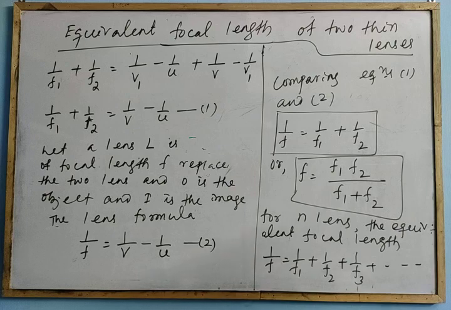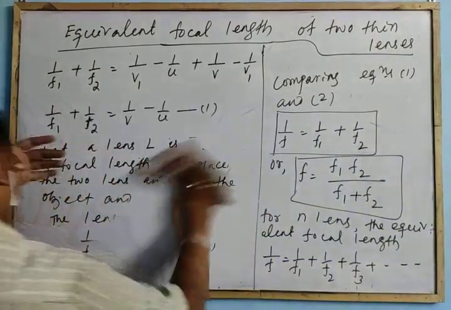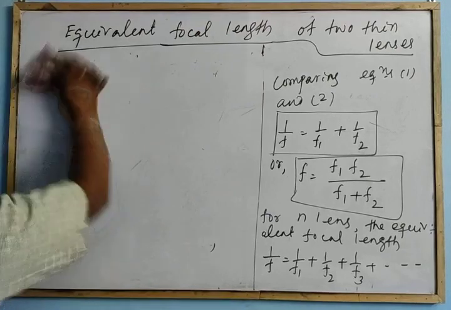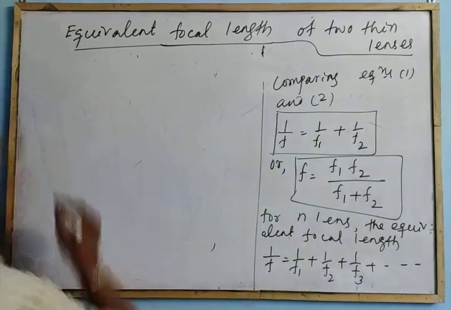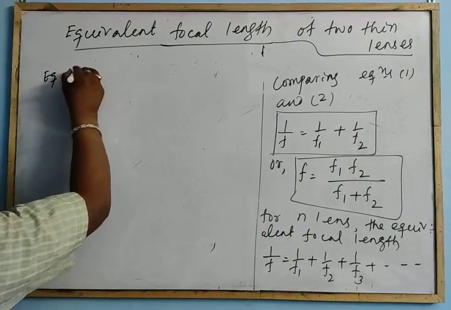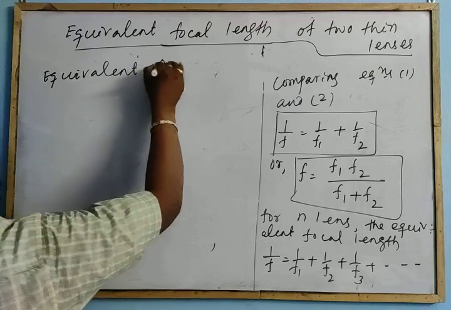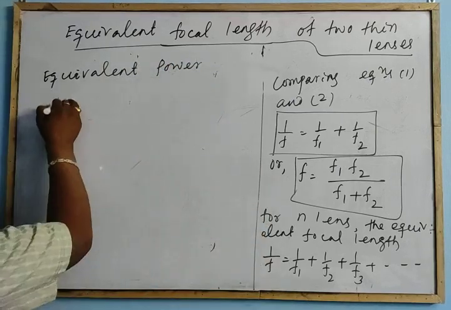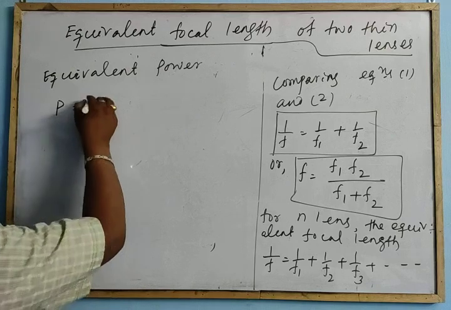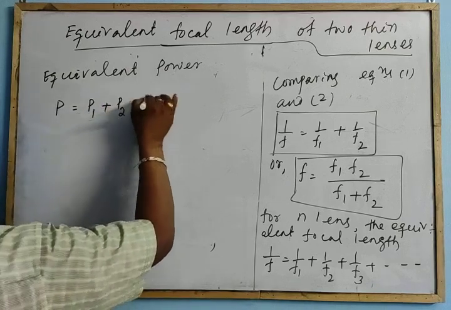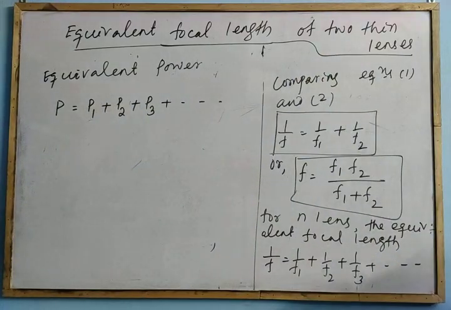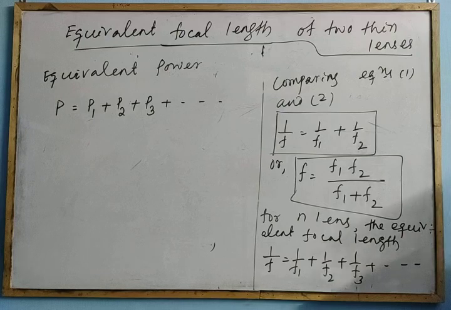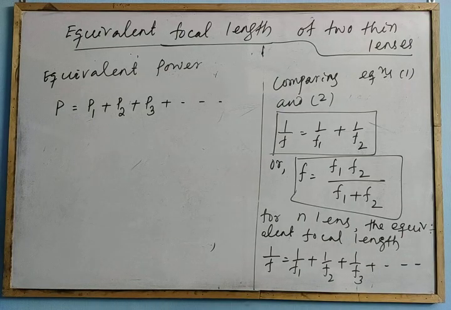Then from here also you can get the equivalent power from the formula. What is the equivalent power? So this is the equivalent focal length of two thin lenses. This is the formula. What will be the formula for equivalent power? 1 by f equal to the total equivalent power. 1 by f1 is the power of the first one, second one, plus third one. Like that, the powers are combined. Right? This is the equivalent power. Now we got the formula for lenses.